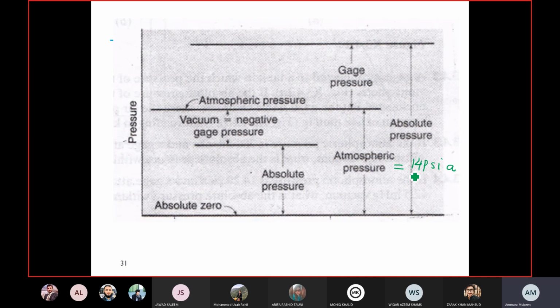Why the small a? Because it is absolute pressure. This atmospheric pressure is actually absolute, and its reference is from absolute zero. So usually this a is written with absolute pressure values, just to show that it is absolute. So from here to here it is atmospheric. Now gauge pressure: if there is some cylinder and you are measuring the pressure of that cylinder through the gauge, and it gives some value.